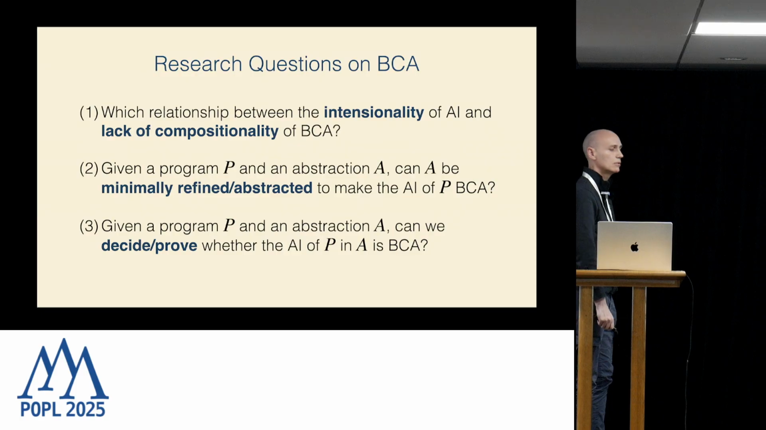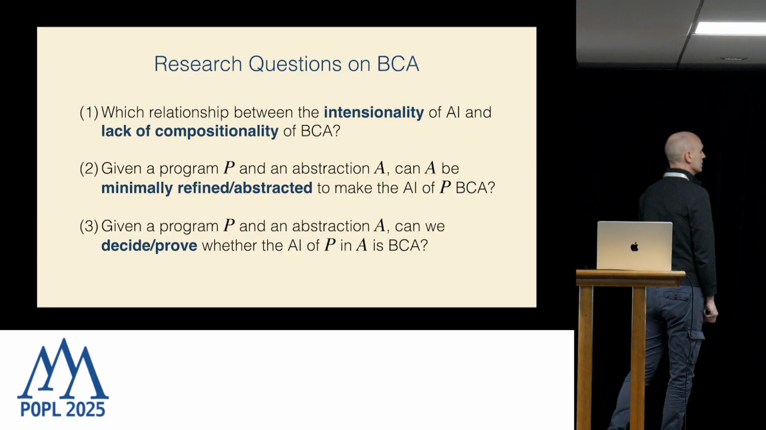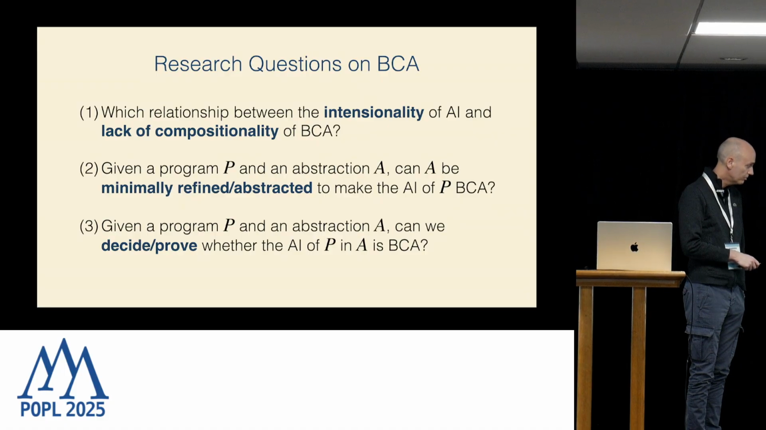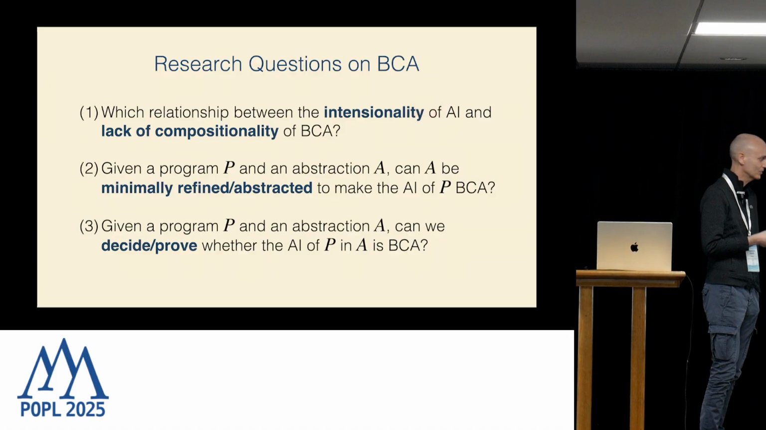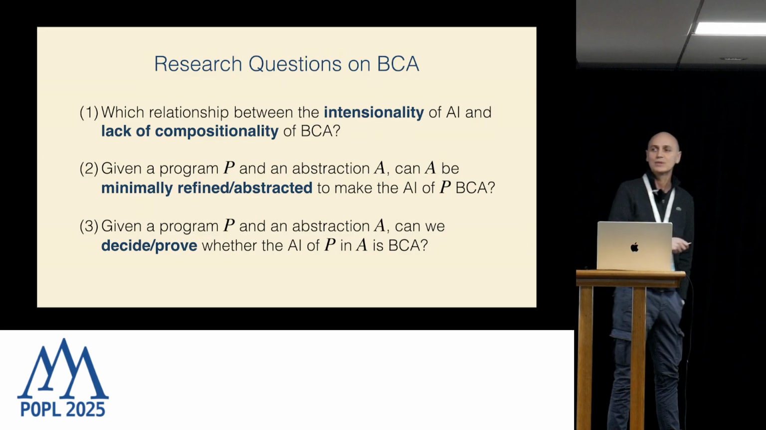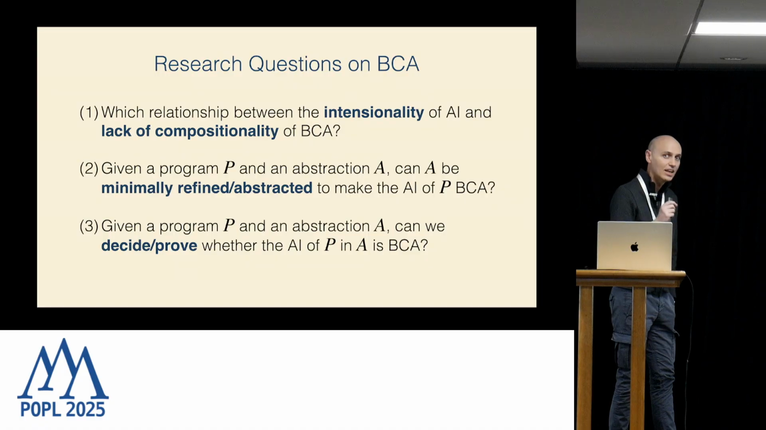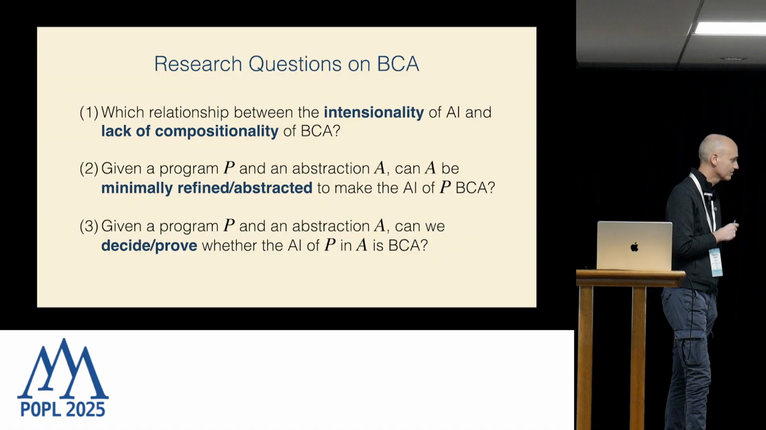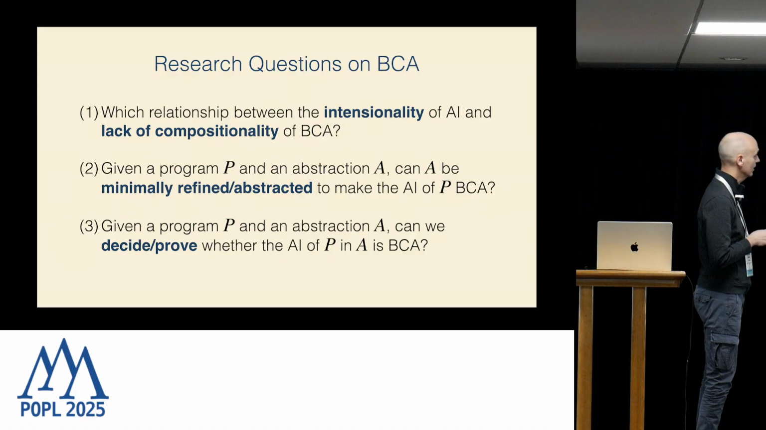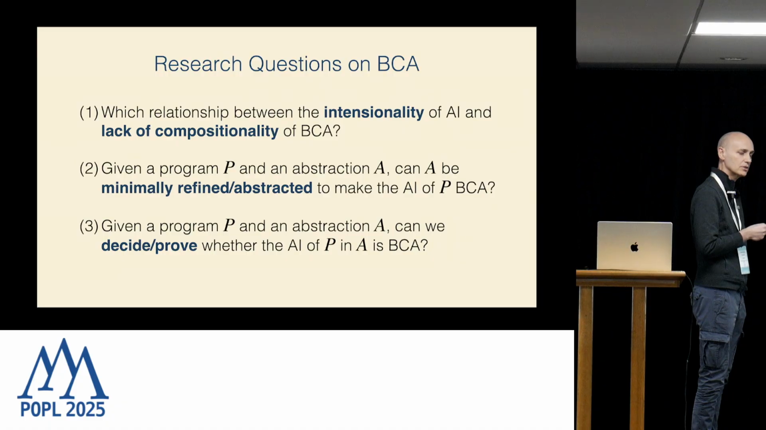Okay, so which questions did we study in our work? First, we try to answer this question: what is the relationship between the intensionality of abstract interpretation, so, okay, you know that for us AI is not the popular AI, but our AI, abstract interpretation, and the lack of compositionality of the BCA? Second question, I think a natural question: we have a program, we have an abstraction. Probably the analysis of that program on that abstraction for some input is not the best.